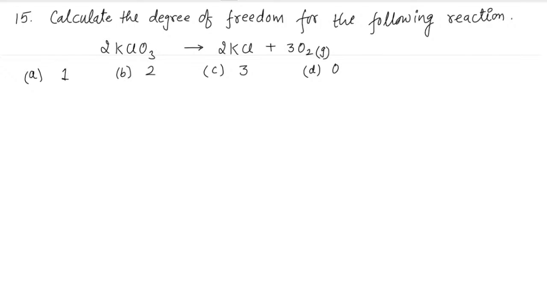Now calculate the degree of freedom for the following reaction. Bhavna, 1 beta, 1. Gases are n, but the number of phases is 1, because all gases form the homogeneous mixture. So there is only one phase. Solids form heterogeneous mixture. That's why each solid contributes one phase.